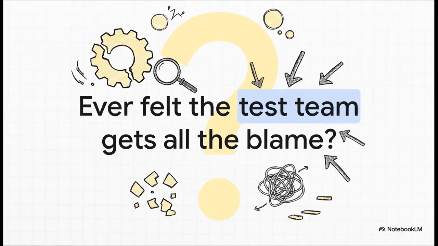So, let's talk about that classic project nightmare. Does this sound about right? Your team is crushing it, working late, finding all these critical bugs. But the second a deadline gets shaky or a feature isn't quite right, all eyes turn to testing. The blame just lands right on your doorstep. So why does this keep happening over and over again?